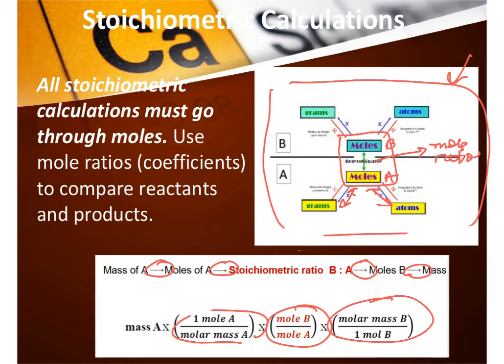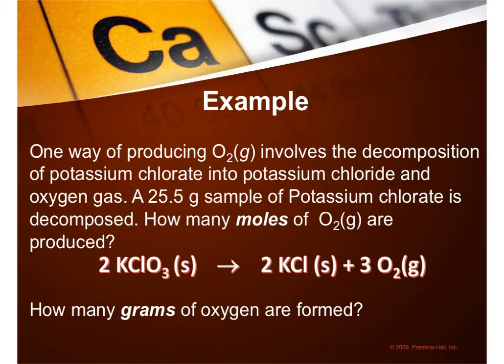Okay, so 3 or 4 calculations, multi-step calculations. Let's work an example out. Always the best way to learn in chemistry. All right, here is the chemical reaction. It's balanced. You always want to check to make sure it's balanced.